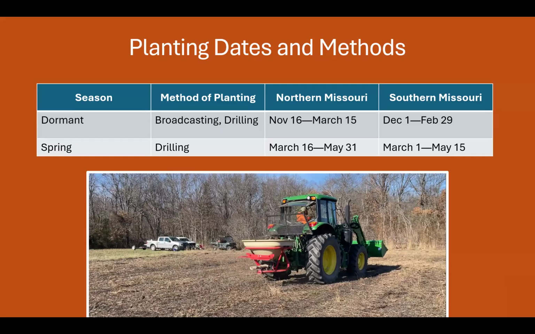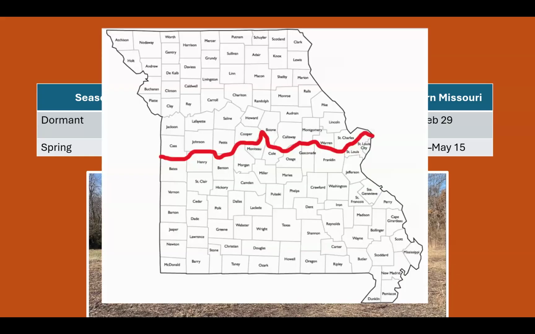Looking at this table here, in the dormant season, you can broadcast or drill. These are the dates that we have for northern and southern Missouri. For spring planting, broadcast is not recommended here. Drilling is recommended, and again, the dates for northern and southern Missouri are listed here. In our CS specs, you can utilize drilling or broadcasting in that dormant period. And if you're curious where the division is between northern and southern Missouri, this is what the NRCS specs are for that.